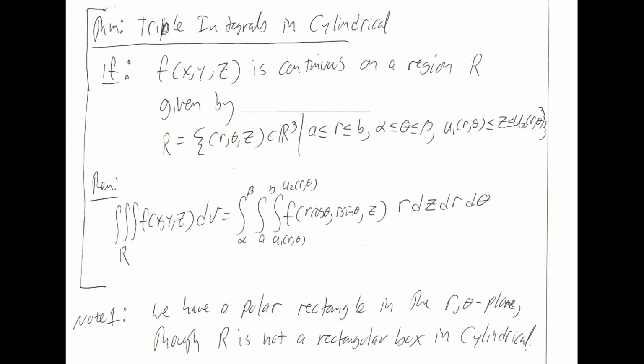So again, to note explicitly, we are dealing with a polar rectangle in the r theta plane. R is bounded between two constants, and theta is bounded between two constants. But this region, big R, is not a rectangular box in cylindrical because z is not bounded between two constants. The bounds on z are allowed to depend on both r and theta.